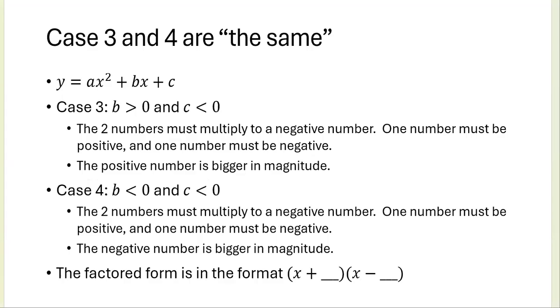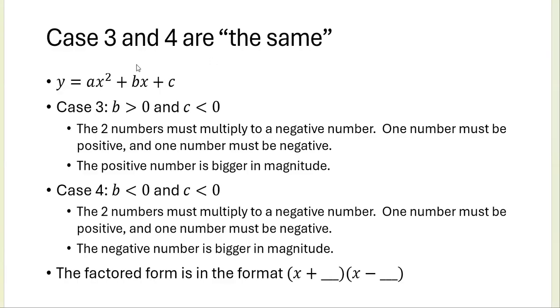So the reason I say case 3 and 4 are pretty much the same is because when C is negative, the two numbers that we need to pick need to multiply to a negative number because C is negative. What's the only possibility? One of the numbers must be positive and the other must be negative. It has to be like that. No other choice. Yeah? That's why I say they are the same.